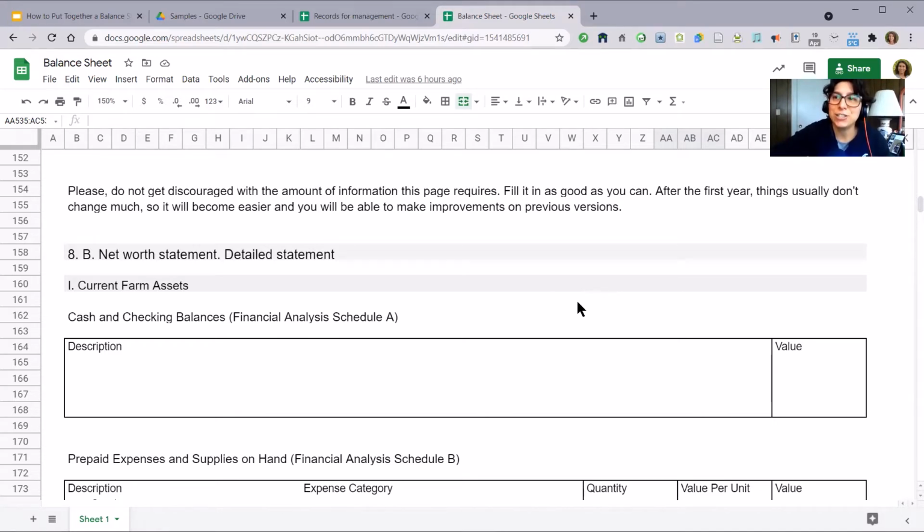All right, so let's jump into the net worth statement. The balance sheet or net worth statement is a snapshot of the financial position of the farm business at a given point in time.